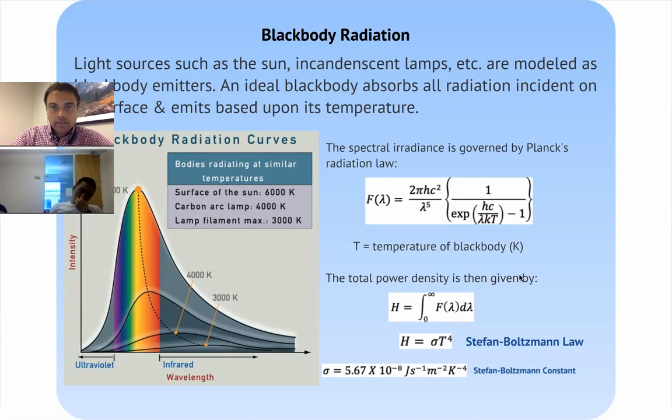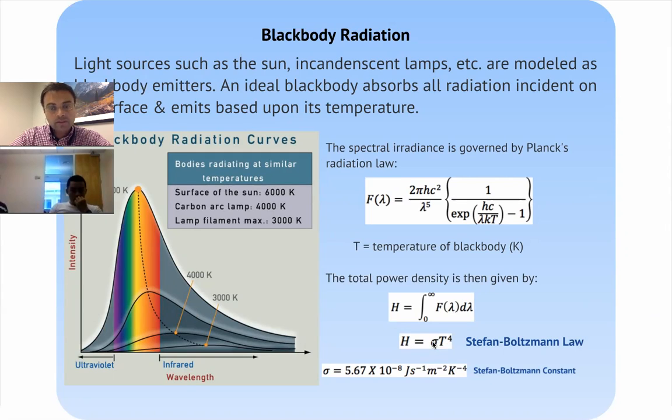Now, the total power density, which is the total radiant power from the source, of course, as we saw in the last slide, is the integral from 0 to infinity of f of lambda d lambda. And if you do this integral, this is analytical, you can actually do this integral yourself because it's integrating from 0 to infinity. You'll end up with a very simple expression that h is equal to some constant sigma times the fourth power of the temperature. And this is referred to as the Stefan-Boltzmann law. And all it means is that the total power density of a blackbody is directly proportional to the fourth power of the temperature of the blackbody.